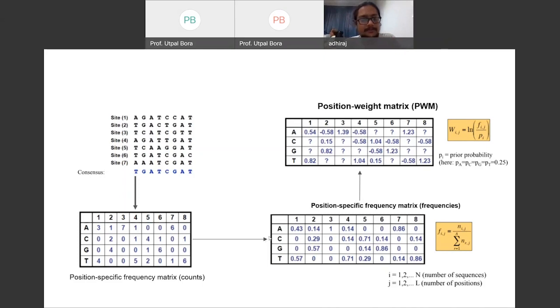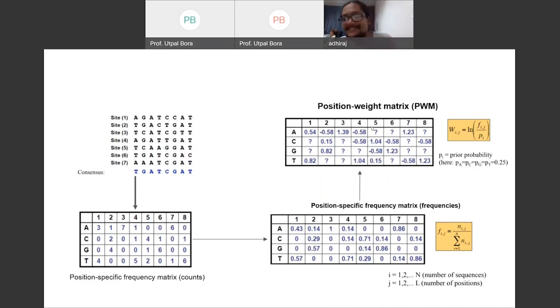You just have to calculate the number of sequences, the counts, change them into frequencies, then take the natural log of it. That's how you get the position weight matrix. Are there any questions? Actually, I'm expecting one question here.